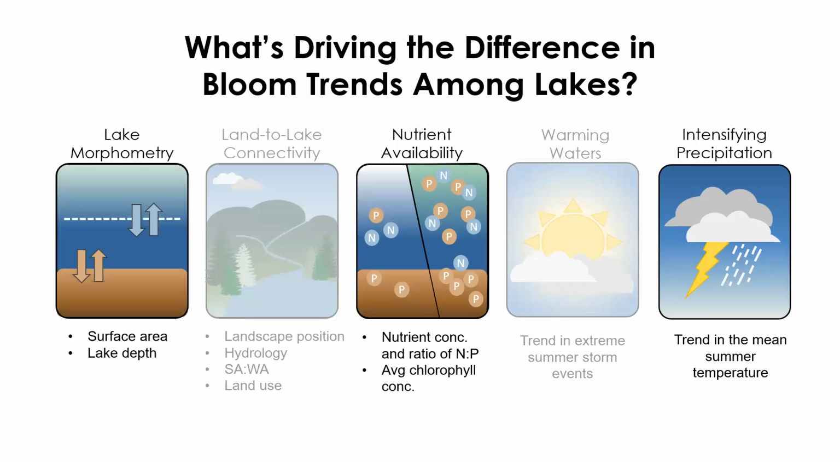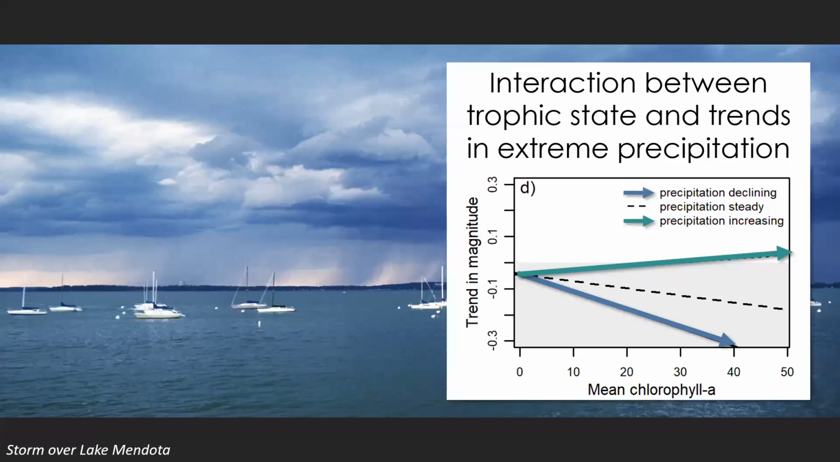What we did find is that lake surface area as well as nutrient concentration made a difference, but the one part of the model that I want to focus on today, just for the sake of time, was this interaction between trophic state and trends in extreme precipitation. So what we found was that the trend in bloom magnitude is susceptible to changes in extreme precipitation, and that's particularly true in really eutrophic lakes, so lakes that have a high mean chlorophyll A, like you're seeing on the x-axis here.